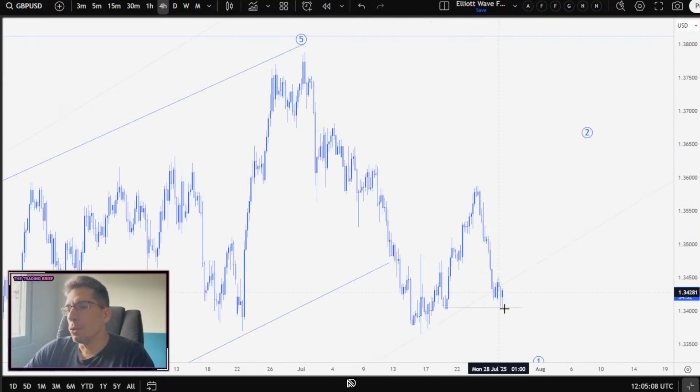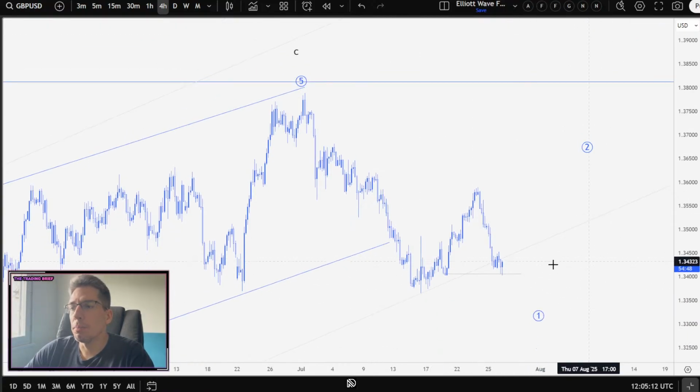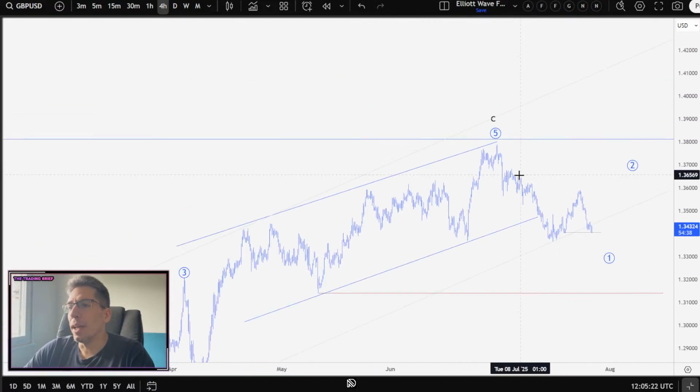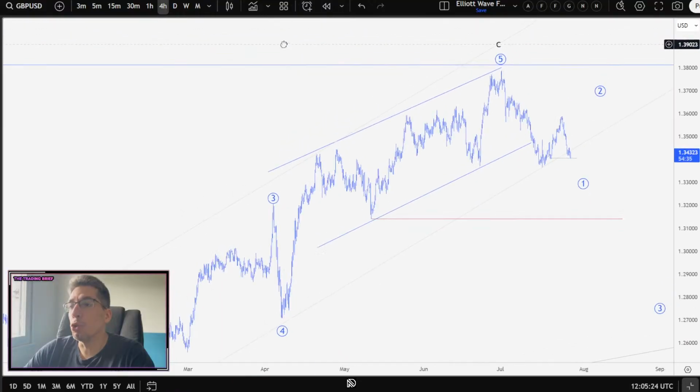Pound dollar continues to move lower. Definitely everything as we want. Here I'm still bearish, looking for more bearish movements. I still believe that here the count and that C leg should be completed, and that we are heading down towards 1, 2, 3.